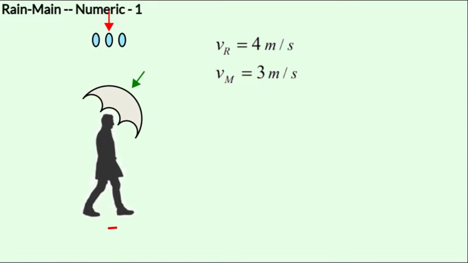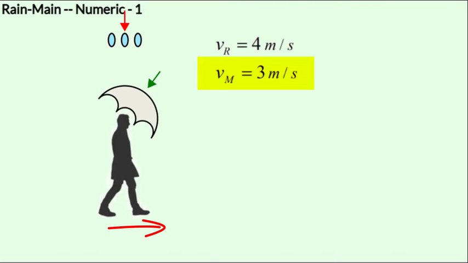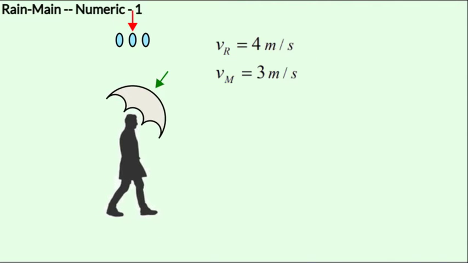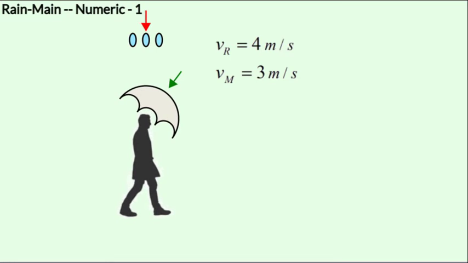A man is moving towards the right with a speed of 3 meters per second. At what angle with the vertical does the rain strike the man? This is another way of asking at what angle with the vertical does the man have to tilt his umbrella? Let's draw the vector diagram first.